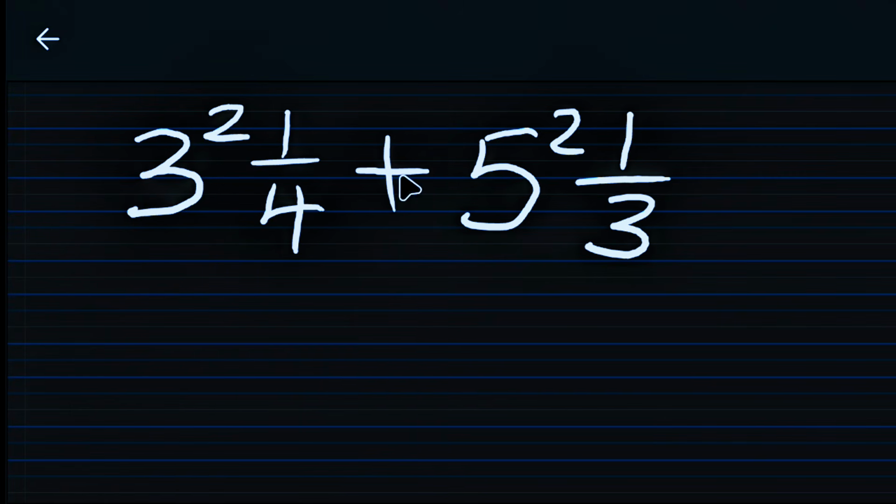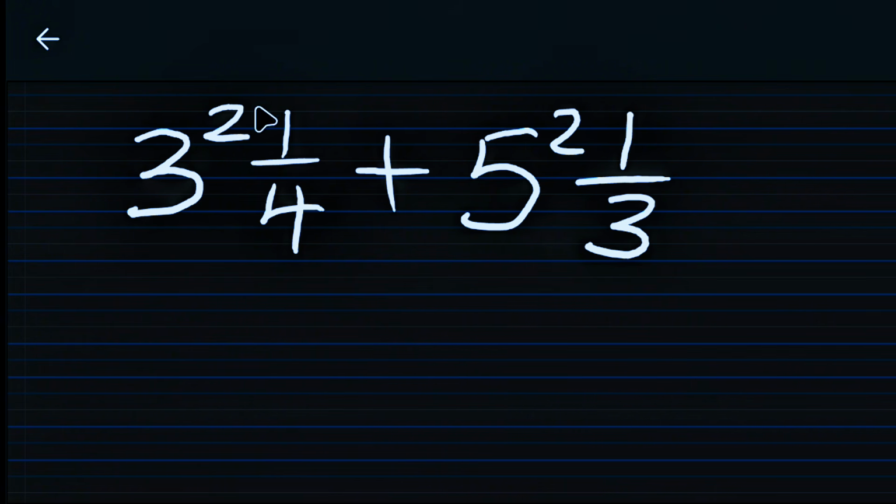Now, most adults could not solve this particular expression without a calculator. We are given 3 squared, 1 and 1/4, plus 5 squared, 1 and 1/3. Now, for us to solve this in the right form, the first thing we are going to do is to attend to this particular exponent here, okay? We are going to take it one step at a time.